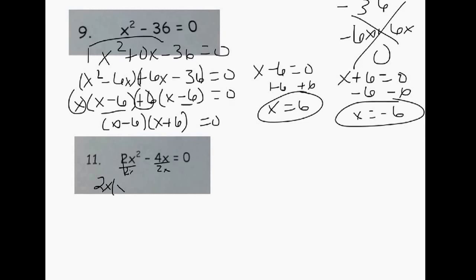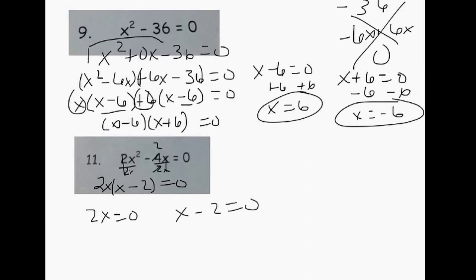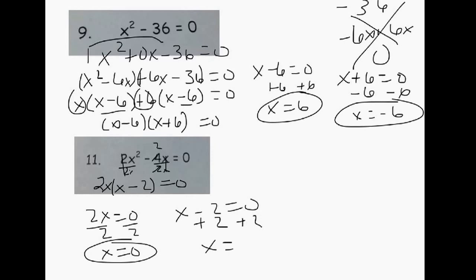2 cancels out, and that leaves us with an x. Minus x is canceled, 2 goes into 4 2 times. So now this is already factored, and we're ready to set each one equal to 0. 2x equals 0, and x minus 2 equals 0, and we're going to solve each one of those. When it's beside it, we divide it. So x equals 0 is an answer. Minus 2 gets a plus 2 on both sides, so positive 2 is an answer.